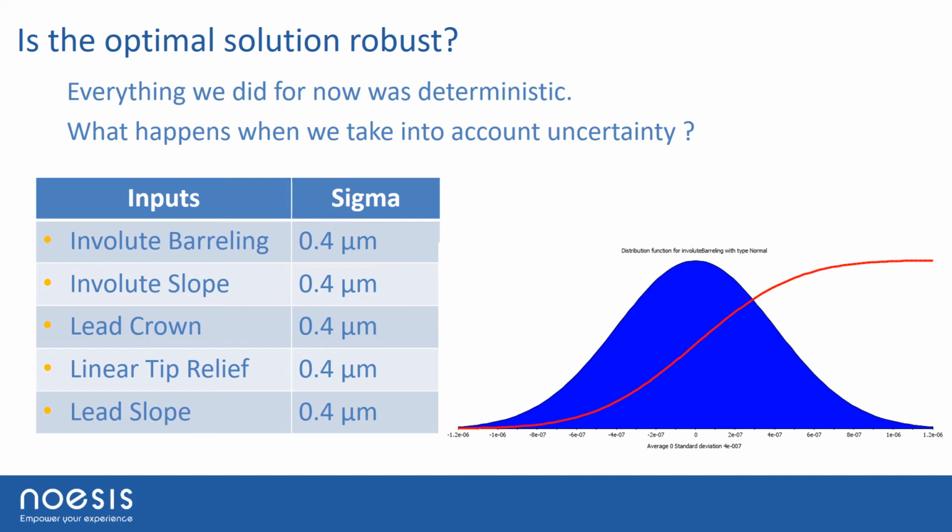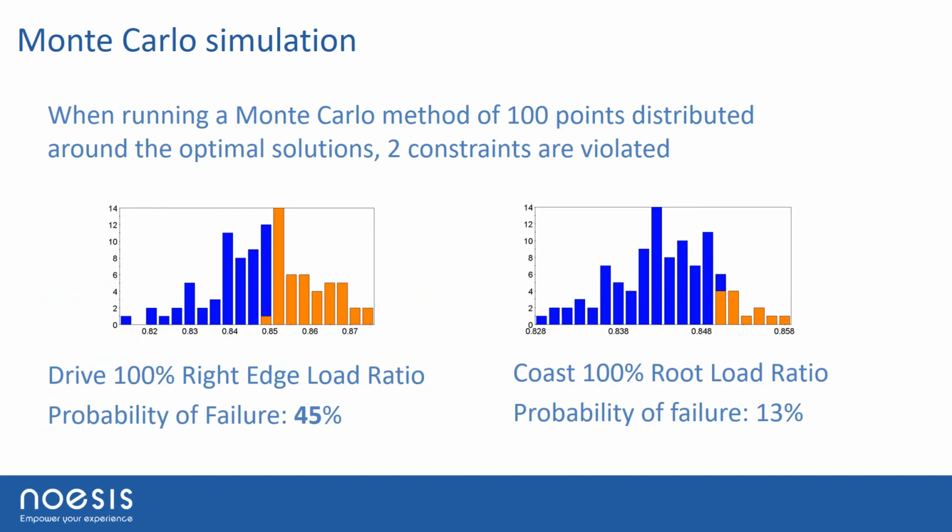So we'll take the uncertainty into account, and we'll add a sigma. We'll take a normal distribution with a certain sigma on our involute barreling, involute slope, lead crown, linear tip relief, and lead slope. So this is the value that we are going to take for the sigma: 0.4 micrometer. And we're going to run a Monte Carlo simulation.